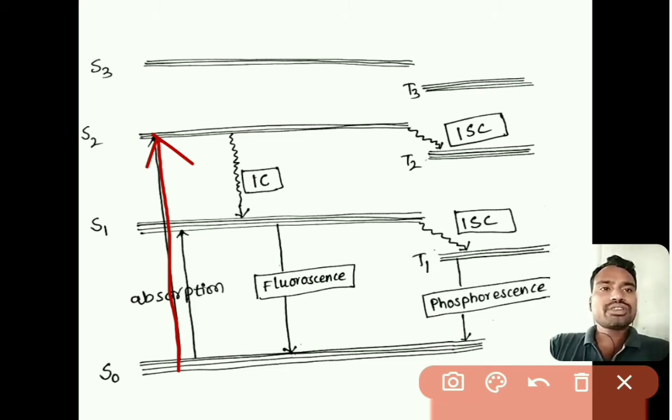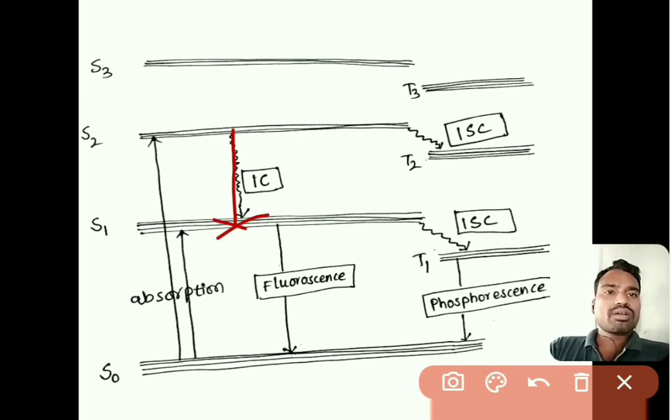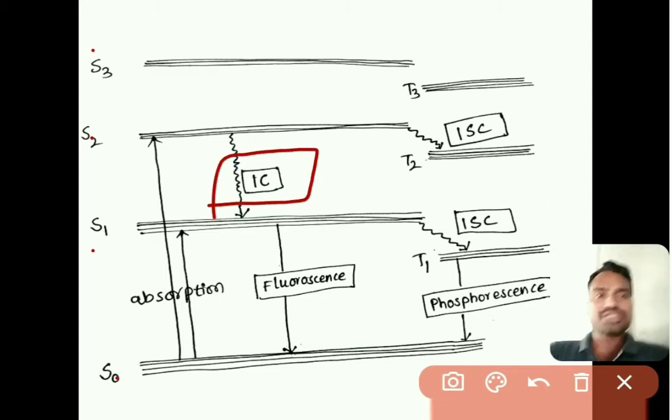So after going to the S2 state, it may go to T2 or it may go to S1. When it goes to S1, that is called IC, internal conversion, because S0, S1, S2, S3, S4 are all singlet states, meaning there is no change in spin multiplicity, all have the same spin multiplicity. That is what is called internal conversion.